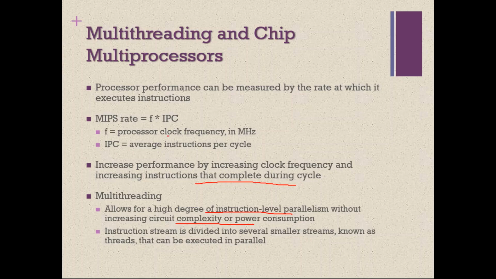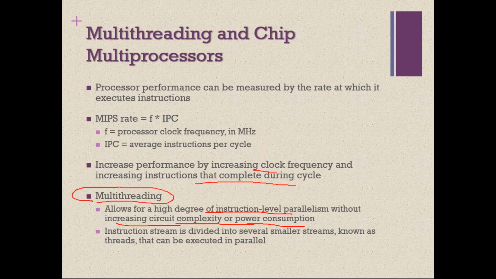For improving the performance of the processor, if you improve the clock frequency, or if you want to increase the number of instructions that can be executed during a clock cycle, then the complexity of the circuit of the processor will increase, and the power consumption may also increase. Okay. So is there any other way to improve the performance of the processor without increasing the circuit complexity and without increasing the power consumption? Is there any other way? Yes. There is a way, by using a technique called multi-threading.